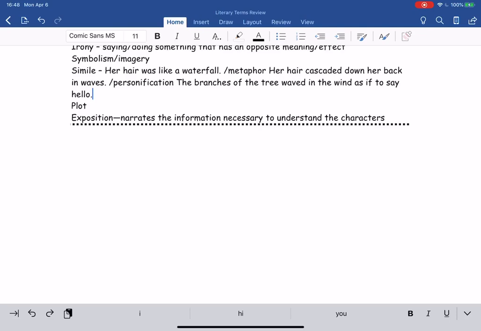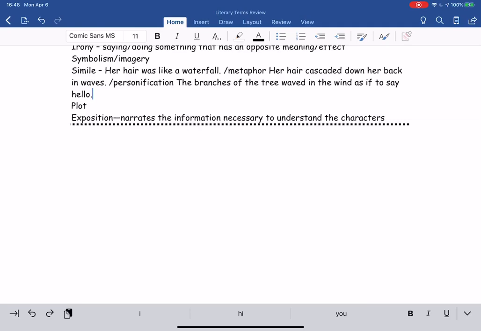And then the last literary term here is exposition. Exposition narrates the information that's necessary to understand the characters. This is kind of like background description that the author gives you so that you can understand the story a little bit better.